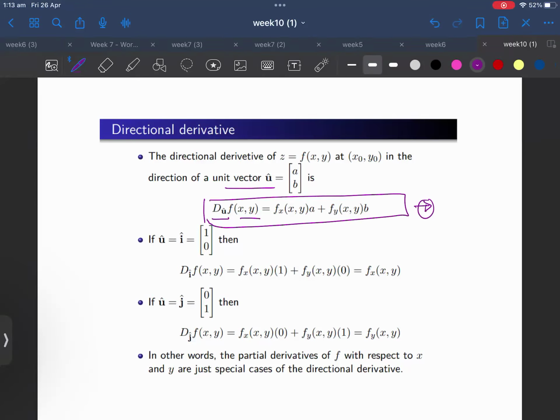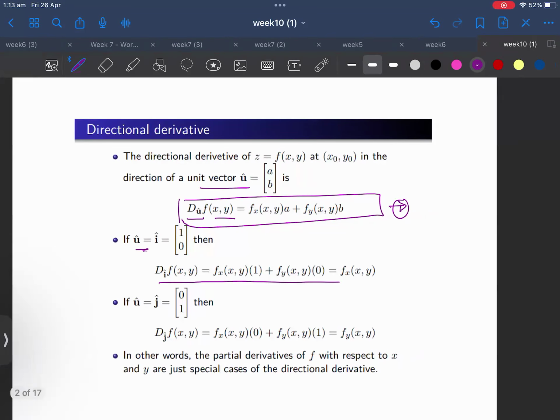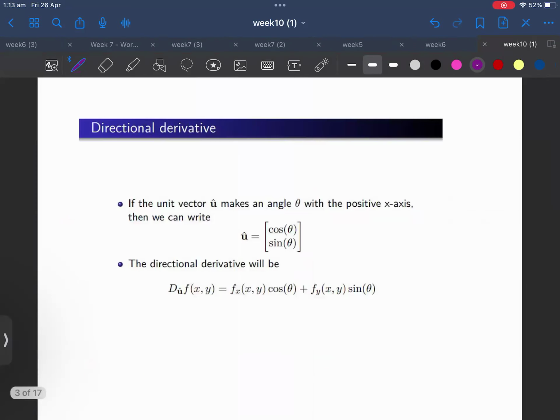And there are some examples. If you have the unit vector, this is how to calculate the directional derivative. If you have the unit vector cos theta and sin theta, then the directional derivative will be f_x(x, y) cos theta plus f_y(x, y) sin theta.